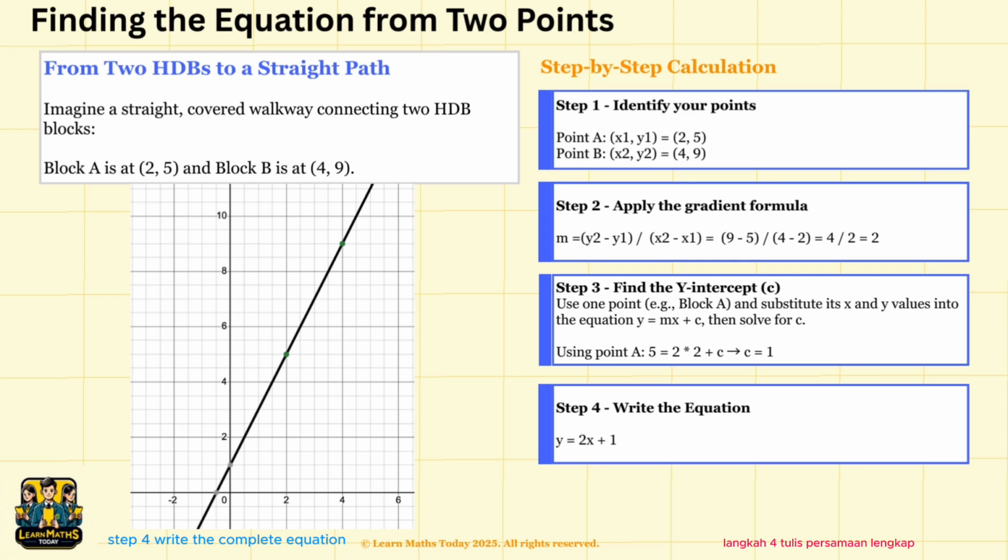Step 4. Write the complete equation. Now that we have both our gradient m, which is 2, and our y-intercept c, which is 1, we can write the full equation of the line. It is y equals 2x plus 1. And just like that, you've mathematically described the precise path of that HDB walkway. This method is incredibly useful for engineers and designers who need to define exact lines in their plans.